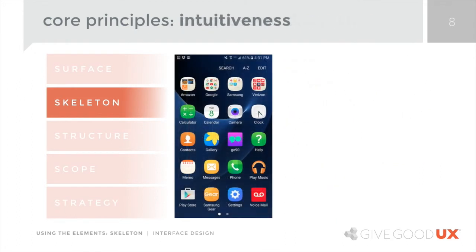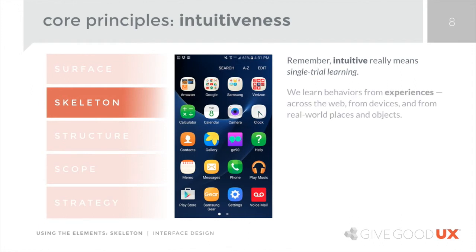Good interface design is intuitive. And as I said a minute ago, intuitive really means single trial learning. We learn behaviors from experiences all across the web, from different devices, from different real-world places and objects, from all over the place, okay? Everything that we do is imprinted in our brains, and it gets called upon in similar situations, all right? So that means that interactions should be easy to learn and easy to remember.